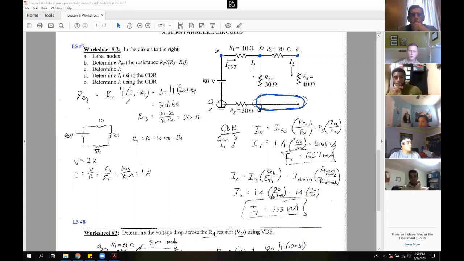So I think most everyone was getting the R equivalent on the rooms I was checking in, which is that 10 is in series with this, the dividing is here. So 20 and 40 are in series. That's in parallel with a 30 right there.